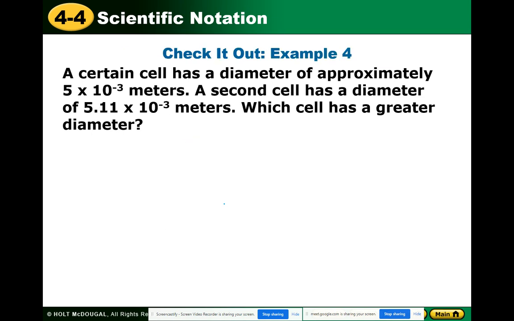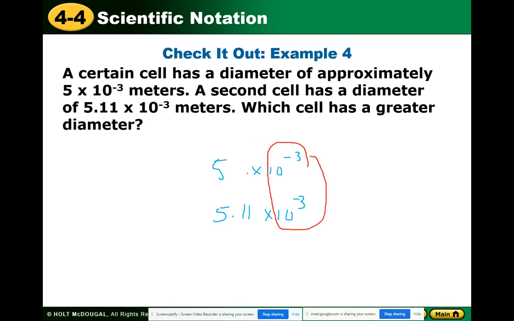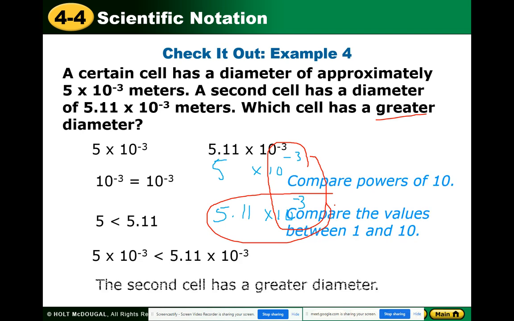All right. Here we go again. All right. We've got 5. Excuse me. 5.2 times 10 to the negative third. And Christine, we've got 5.11 times 10 to the negative third. All right. So we look at the exponents first, Christine. Are they the same? All right. So which one is the greater? Wonderful job.